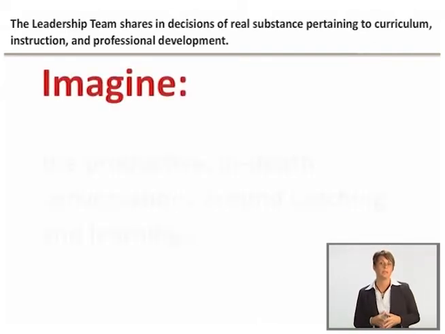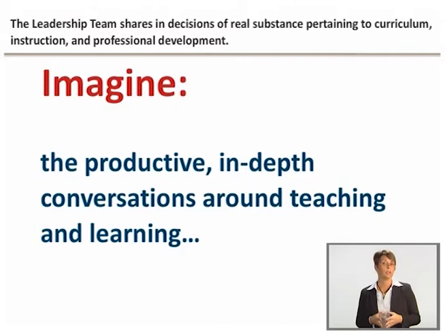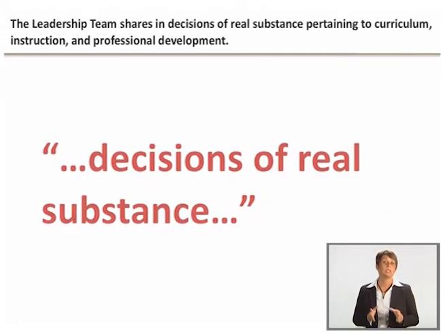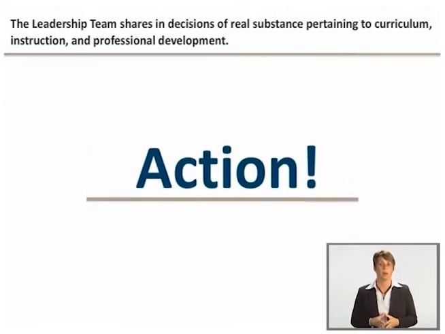Imagine then the productive and in-depth conversations about teaching and learning that occur among members of the leadership team, all with very different perspectives and insight on what the needs are and how best to meet them. Notice the words, decisions of real substance, in the above indicator. In Part 1, we learned about the role of the principal as capacity builder. A leadership team is the ideal forum for this to unfold. A principal gets to the nitty-gritty of the real substance decision-making in her school. Let's take a look at a leadership team fully engaged in a discussion about teaching and learning.